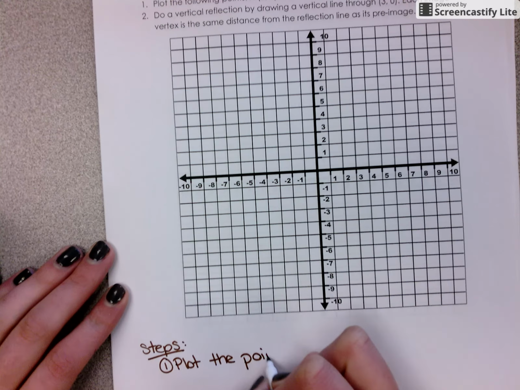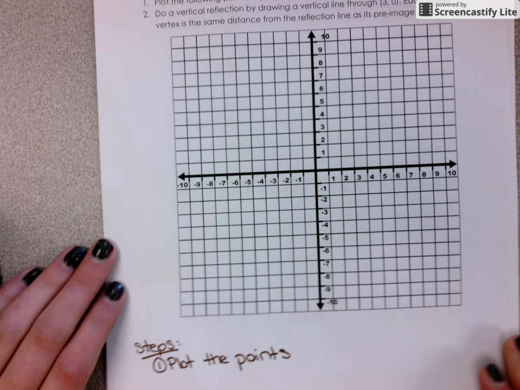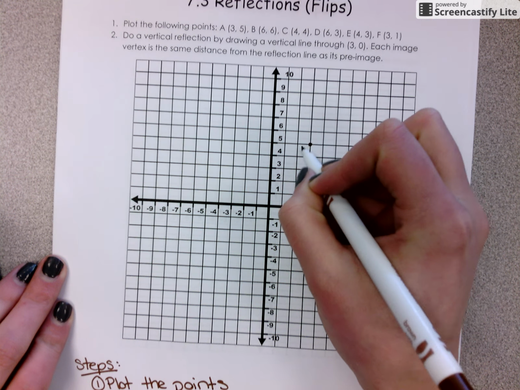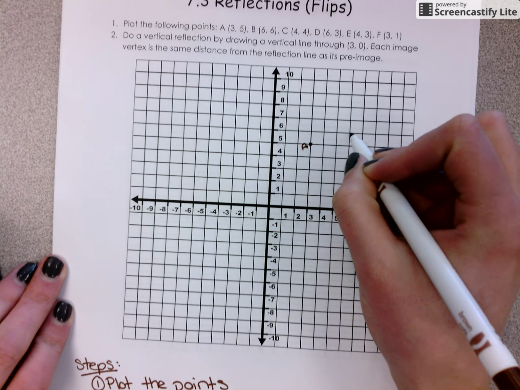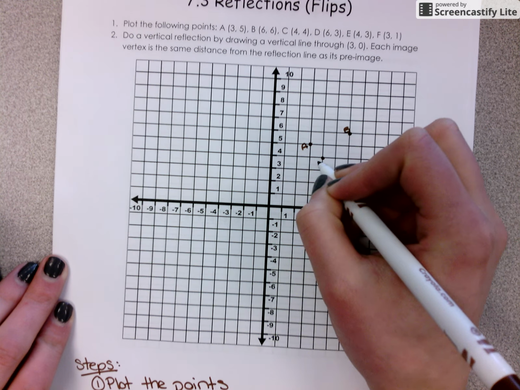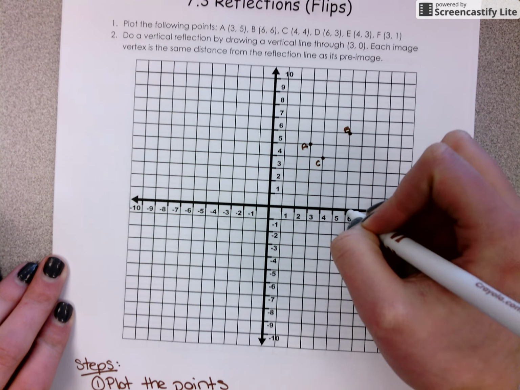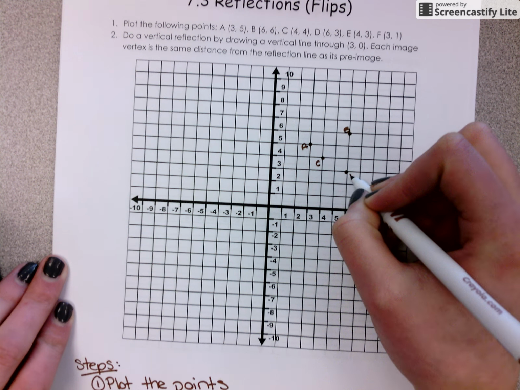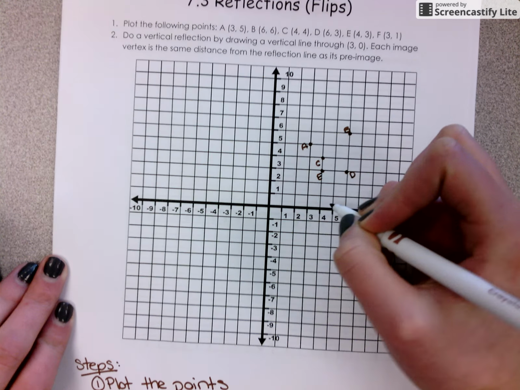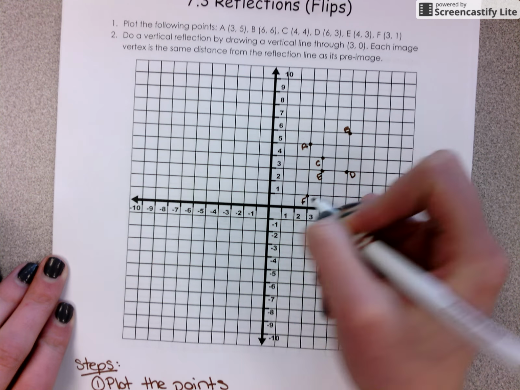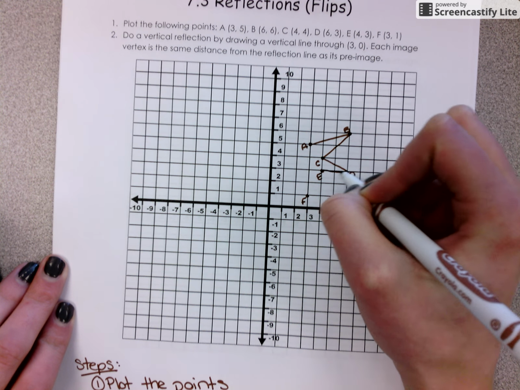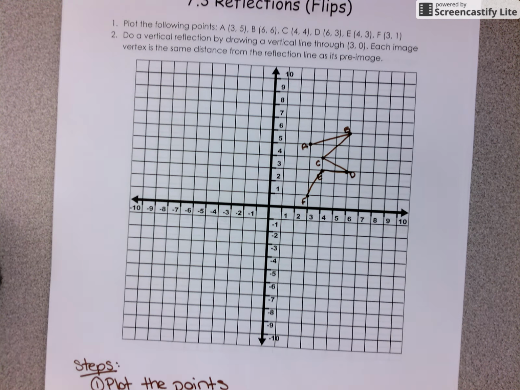So step one is plot the points. So we have A, 3 over 5 up. B is 6 over 6 up. C is 4 over 4 up. D is 6 over 3 up. E is 4 over 3 up. And F is 3 over 1 up. And again, you're going to connect those points. And this time, I don't want you to connect the last two. Let's just leave it open just like that.